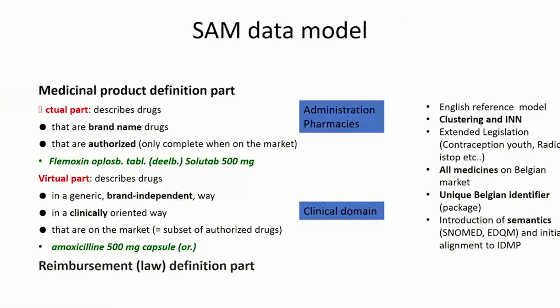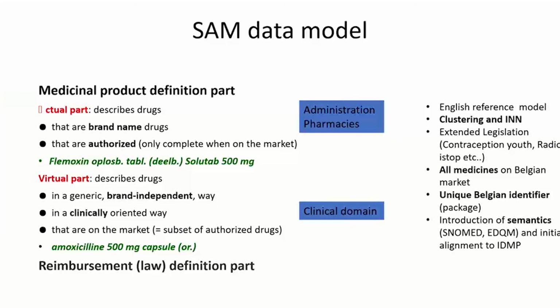So the evolution from SAM2 to SAM3 was an occasion to improve the quality of the data regarding medicinal products. And there are some new features in SAM3 which are promising. They made a distinction between the actual medicinal product and the virtual medicinal product. The actual medicinal product is in OpenMedicine called medicinal product.